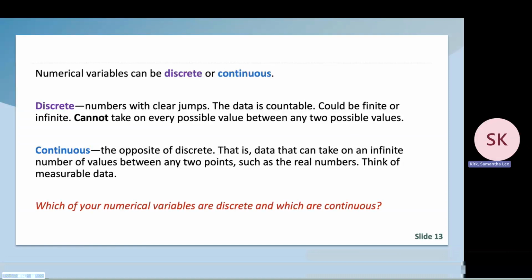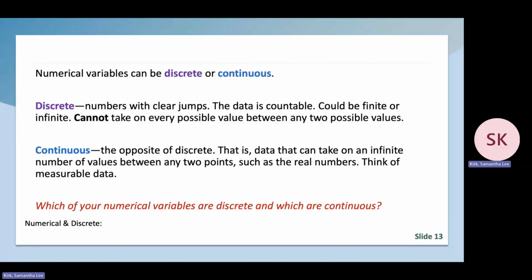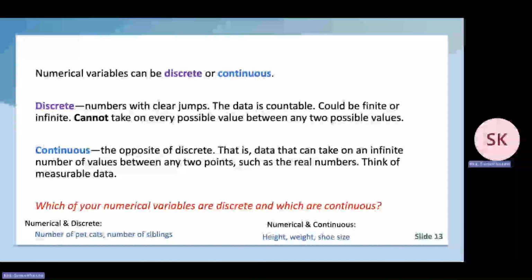So which of those variables in the last slide are discrete and which are continuous? Let's start with numerical and discrete. The number of pet cats and the number of siblings, those are discrete numerical variables. While height, weight, and shoe size, those are all things we have to measure, and so those are continuous.